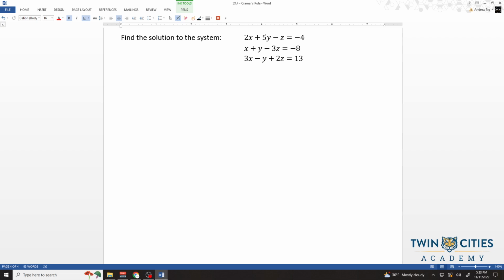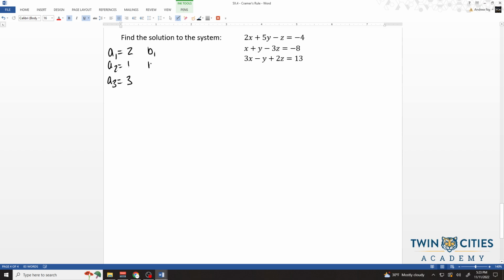Okay, so let's first label everything. I've got A, B, C, and D. So A1, A2, and A3. This is going to be the coefficient on my x's. So 2, 1, and 3.